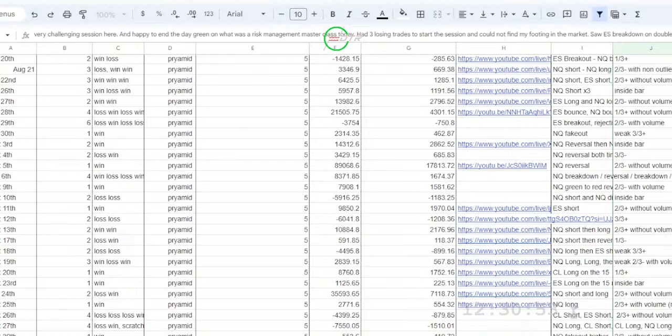All right, so journal note here for the day. It's a little bit of a real one. Very challenging session, and happy to end the day green on what was a risk management masterclass today. Had 3 losing trades to start the session and could not find my footing in the market. Saw ES break down on double the volume of yesterday and got stopped out twice before it ran even further lower. Then tried to play an NQ reversal before getting stopped out there.